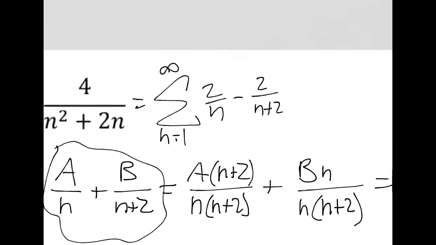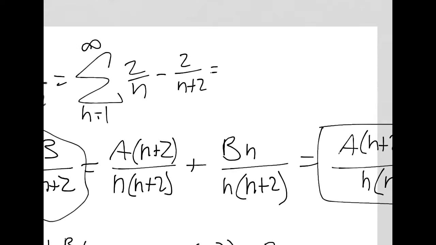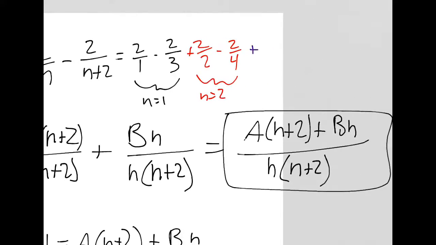And again, you don't see the benefit of this until you start listing out terms. So let's list out our first term. When n equals 1, I get 2 over 1 minus 2 over 3. And that is when n equals 1. And then let's do the same thing for n equals 2. I'll get 2 over 2 minus 2 over 4. And that was my second n term. And I'll do it for n equals 3. I'll get 2 over 3 minus 2 over 5.